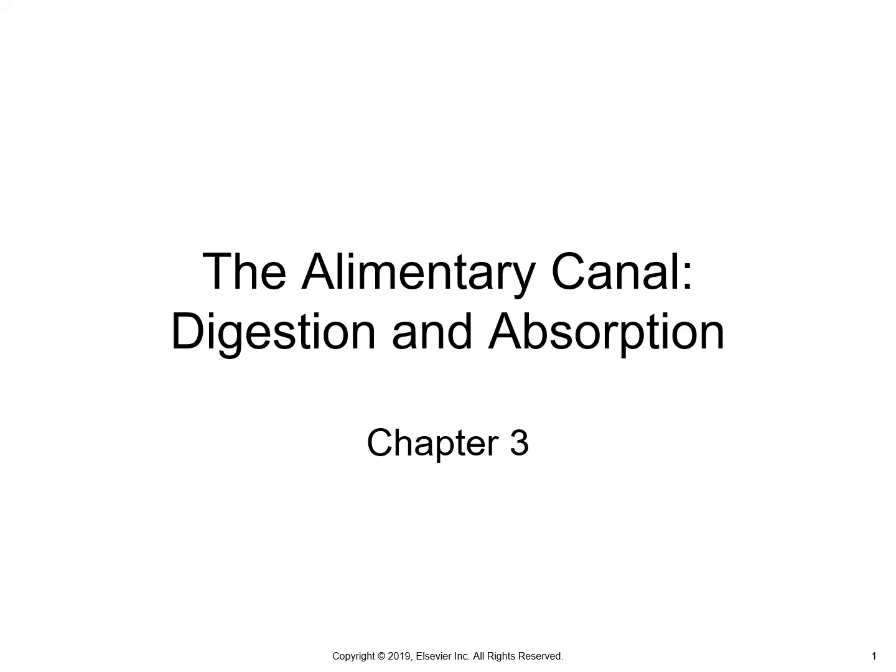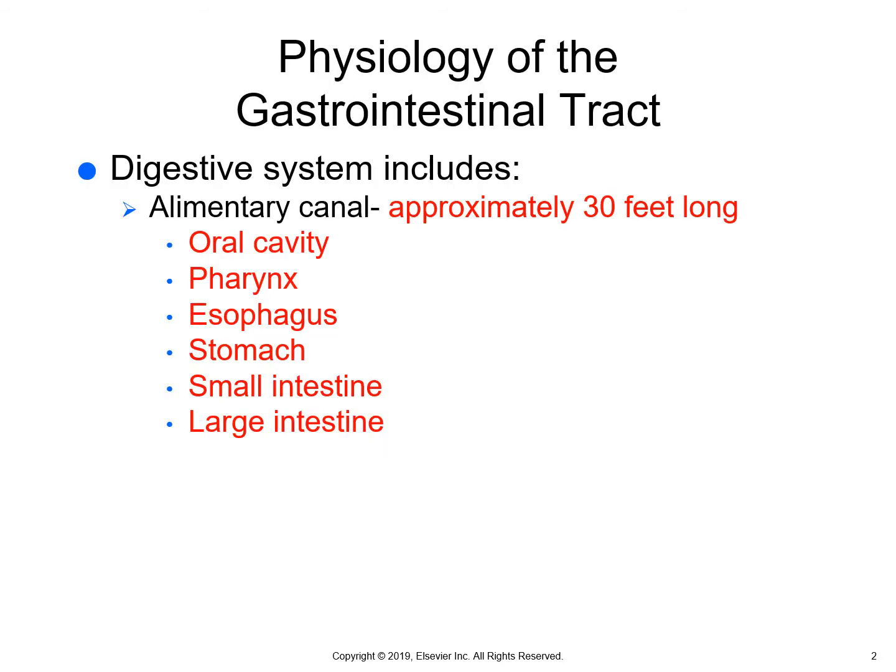We're going to talk about the alimentary canal and digestion and absorption. So the alimentary canal basically is a fancy word for our GI tract. It includes the oral cavity, the pharynx, esophagus, stomach, small intestine, large intestine, and sometimes they'll even include the anus and the rectum. So it's basically from the mouth in to the bottom out. It's approximately 30 feet long.